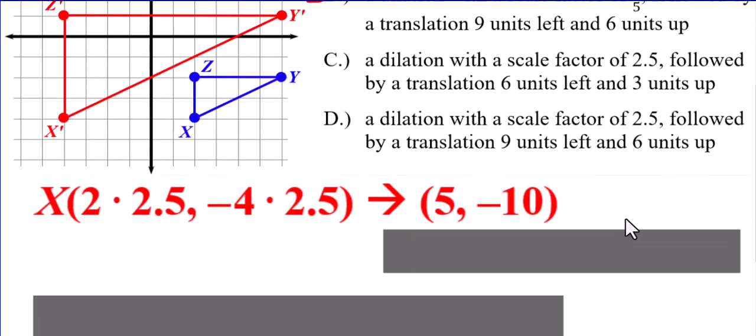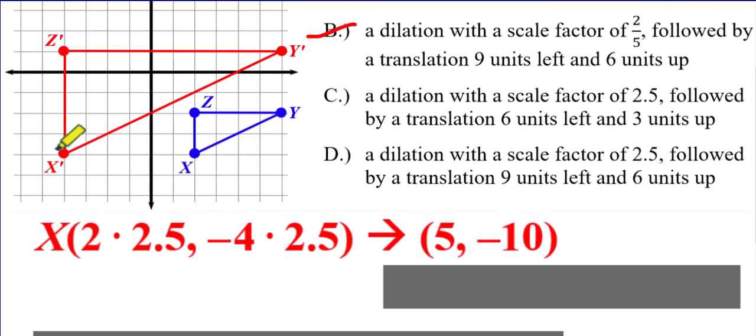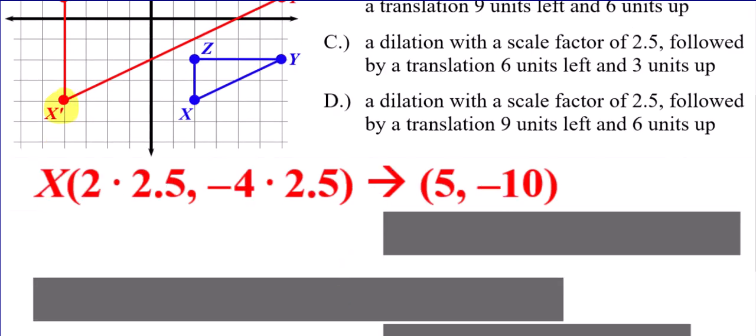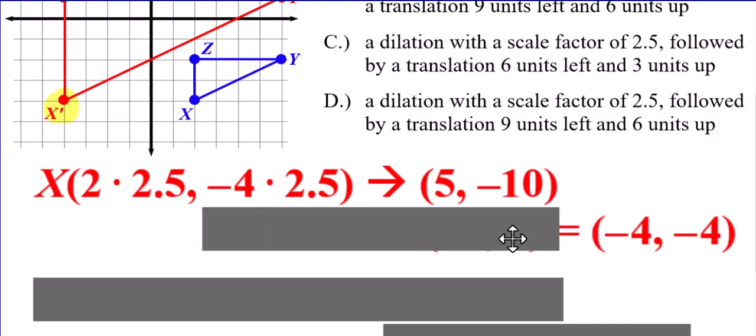Now, which translation is going to put it where it actually ended up? Where did X prime end up? X prime is here. What are those coordinates? 1, 2, 3, 4 to the left. 1, 2, 3, 4 going down. So X prime should end up at negative 4, negative 4.